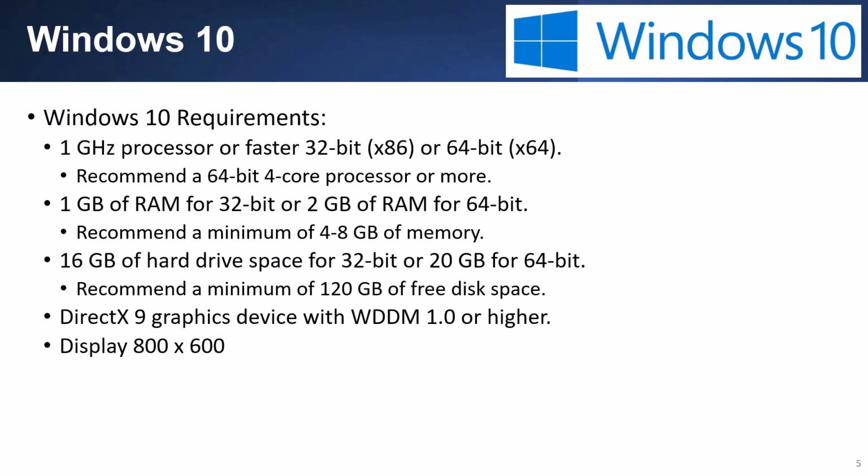The requirements for Windows 10 are as follows. First, you'll need a 32-bit or 64-bit 1 GHz processor or faster. It is recommended to have a 64-bit 4-core processor or better. Second, you need to have 1 GB of RAM for 32-bit or 2 GB of RAM for 64-bit. It is recommended to have a minimum of 8 GB of memory. Next, you will need 16 GB of hard drive space for 32-bit or 20 GB for 64-bit. It is recommended to have 120 GB of free disk space or larger. You also need a DirectX 9 graphics device with WDDM 1.0 or higher and an 800 by 600 display.